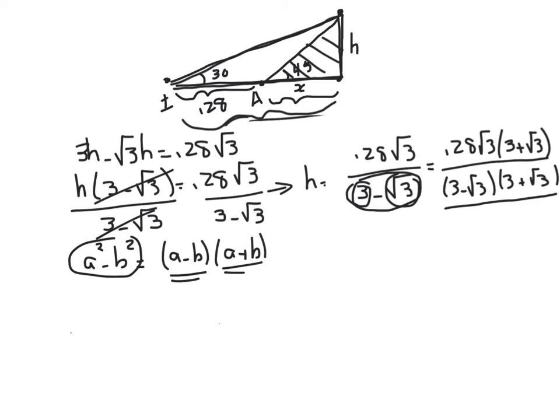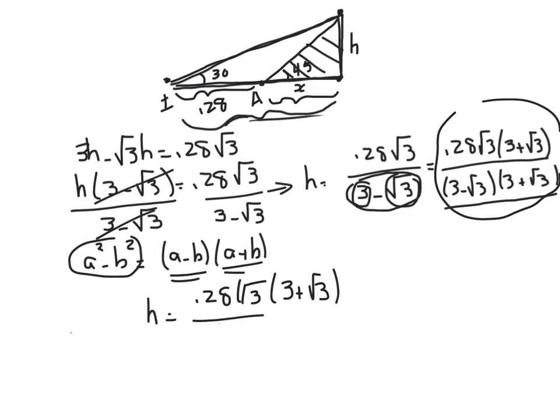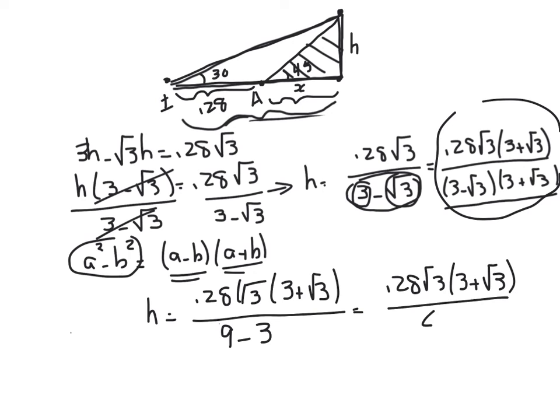I can use this formula. So I can write this fraction that I have here as h is equal to 0.28 square root of 3, open bracket 3 plus square root of 3 divided by a squared minus b squared. So 3 squared is 9 minus b squared. B is square root of 3. Squared is 3. So this is the same as 0.28 square root of 3, 3 plus square root of 3 divided by 6. Again, this is exactly like this one. The only difference is that now you don't have any square root in the denominator.